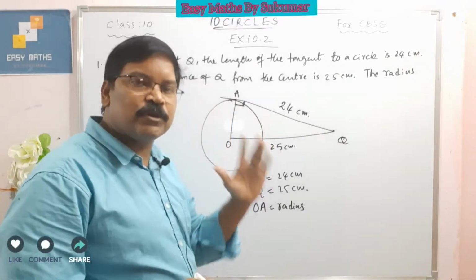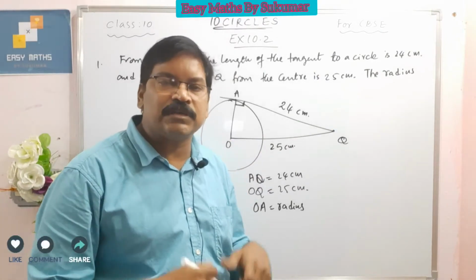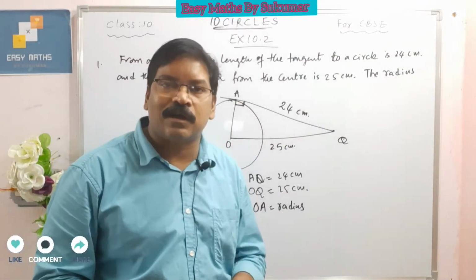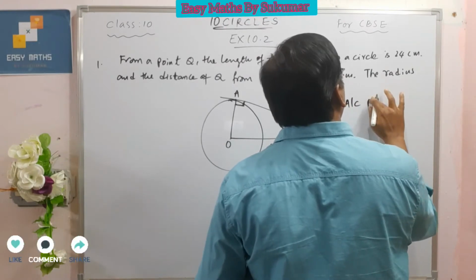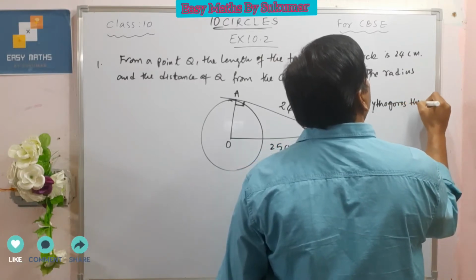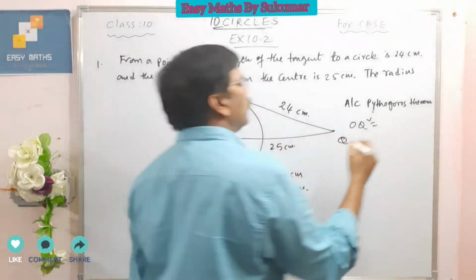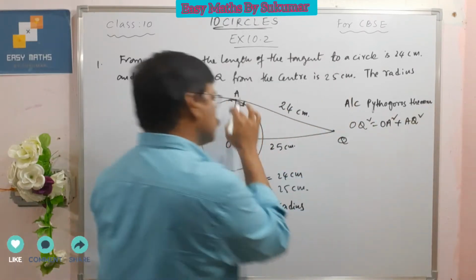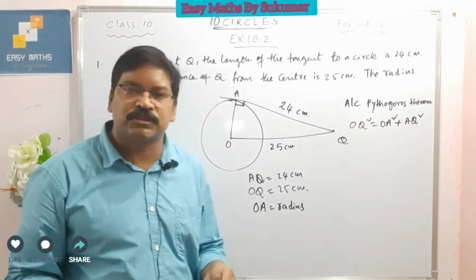So what is the hypotenuse in this right angle triangle? OQ is the hypotenuse. Why? It is opposite to the right angle. Therefore, OQ is called the hypotenuse. So according to Pythagoras theorem, OQ square is equal to OA square plus AQ square. This is Pythagoras theorem: the square of the hypotenuse is equal to the sum of the squares of the other two sides.